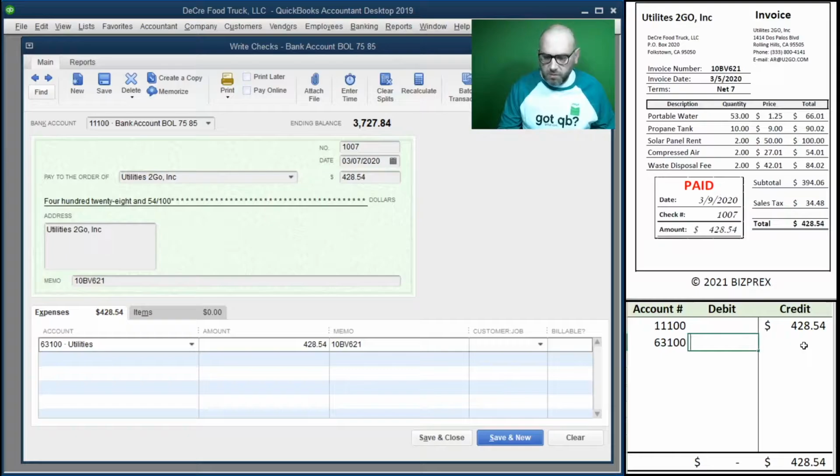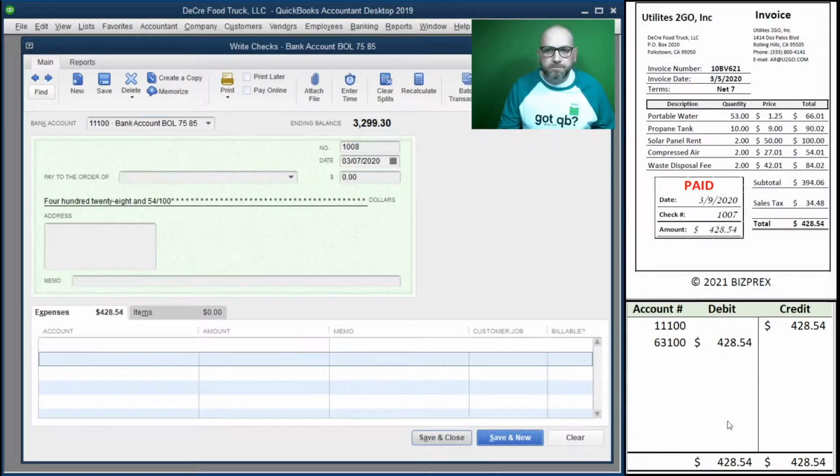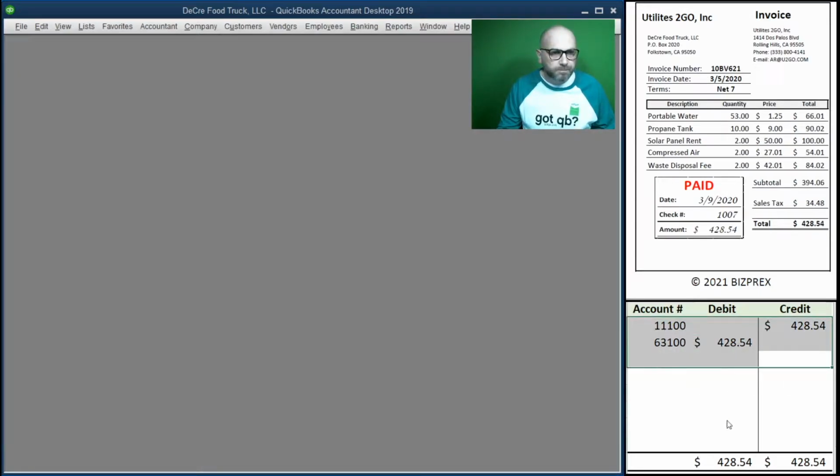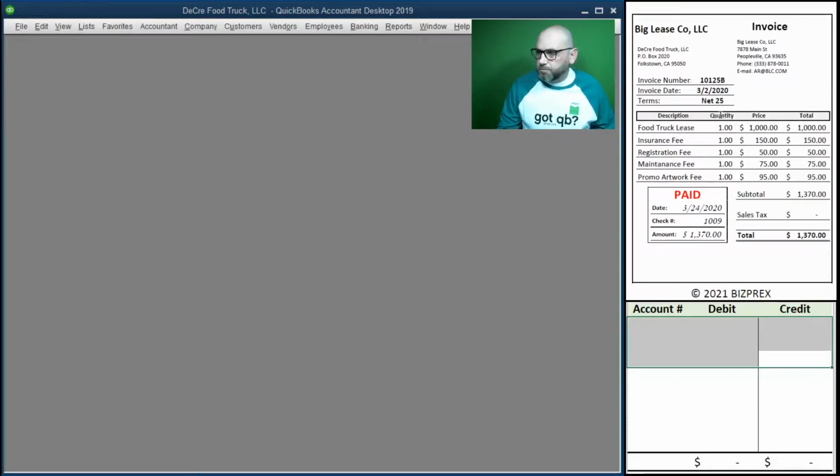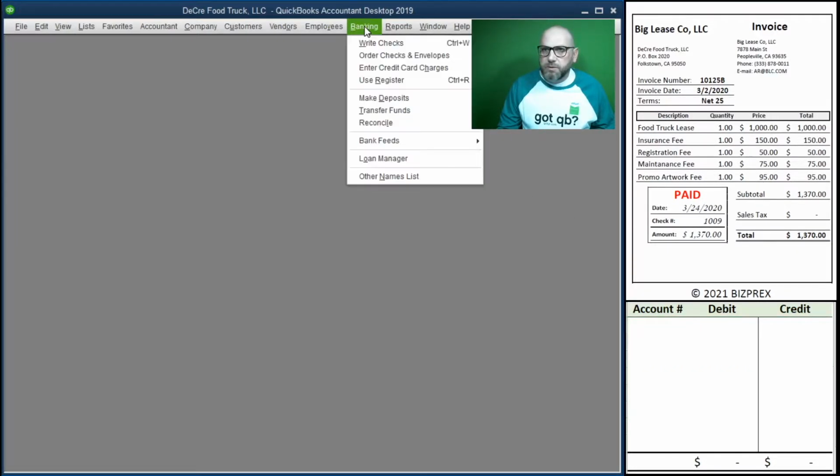Okay, so again, make sure you understand debits and credits. What are we doing? We're debiting our expense account. Expense accounts go up when they're debited, and we're crediting our bank account. An asset account, and bank account is an asset, right? They are reduced when they're credited. So this is our debit, this is our credit. This one was also paid with a check.